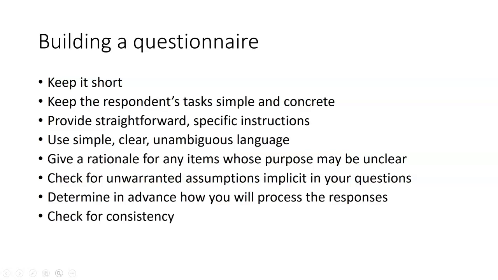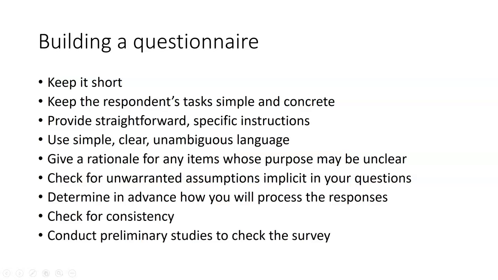And then you check it for consistency. You don't put down on a question, rate this from high to low and put high as 1 and low as 5. And on another one, rate this from high to low and put low as 1 and high as 5. So when you look at it, check it for consistency. And then it says conduct a preliminary study to check the survey. Send it around to people who can tell you whether or not they've got a problem with it, to see whether or not people are interpreting things wrong. And you can do this with a preliminary study.